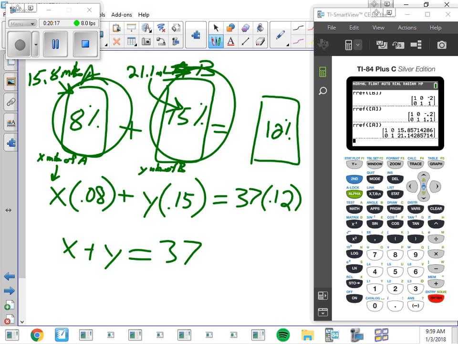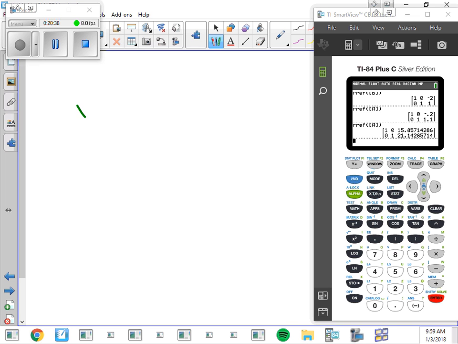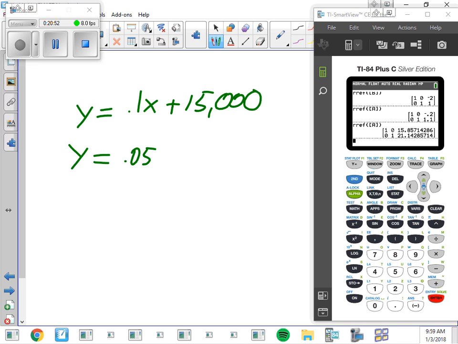So what do we not know? So we don't know the total annual sales. Yeah, so in this case, you have y equals, the first one is 0.1x plus 15,000, and the second one is 0.05x plus 30,000. So you could graph those, but you'll have to change your window.